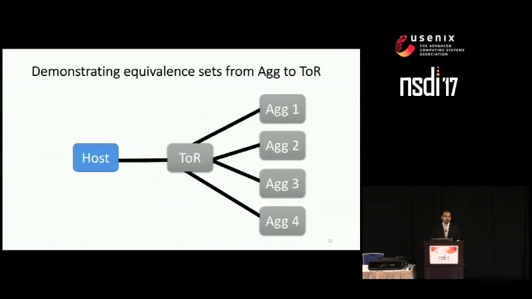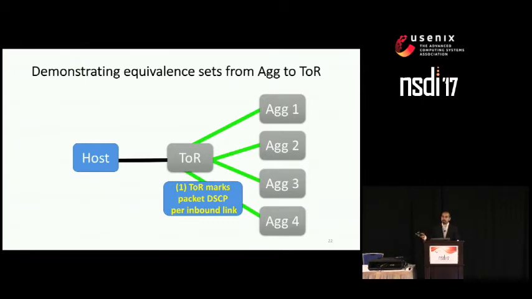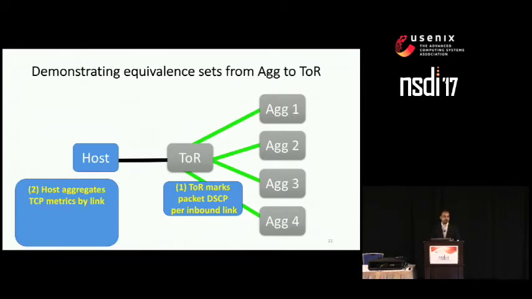So to demonstrate this in action, I demonstrate the equivalent set from the aggregation switch to the top of rack switch, the 4 links over here. And what we do is we install rules on the top of rack switch to mark packet DSCP based on which inbound link from the ag layer traffic used. This enables the host to aggregate TCP metrics by link.